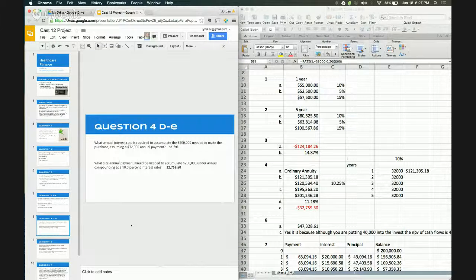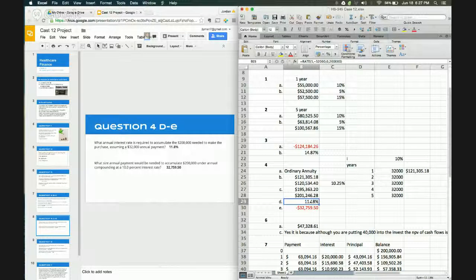Now let's move on to D. D asks us, what annual interest rate is required to accumulate the $200,000 needed to make the purchase, assuming a $32,000 annual payment? So you see that it's asking about interest rates, so that gives us a pretty clear idea. We'll be using the rate function. It's over 5 years, that's the number of periods. Negative $32,000 for the payments because we're paying that. We do not have a present value, or it's 0, because there's not an initial lump sum investment.